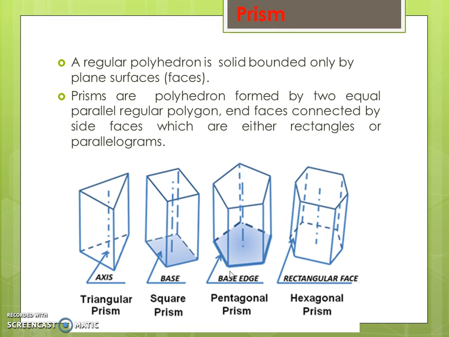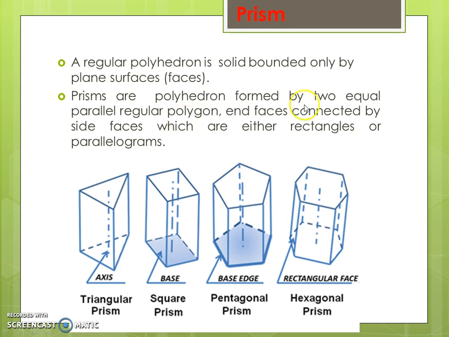A polyhedron is a solid bounded by plane surfaces. We can see here a triangular prism. The bottom face and top face are planes, and the sides are also planes. So a solid bounded by plane surfaces is a polyhedron. In that, we are going to discuss the prism first.